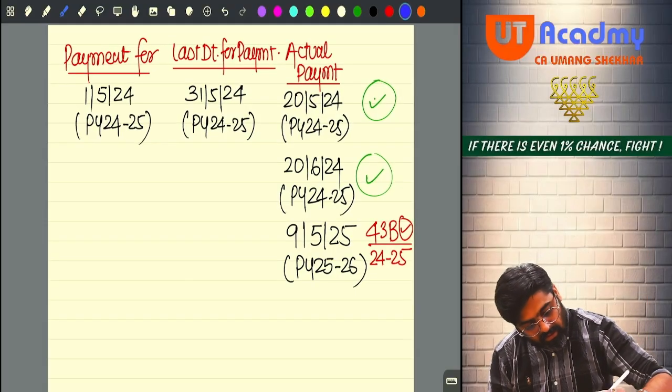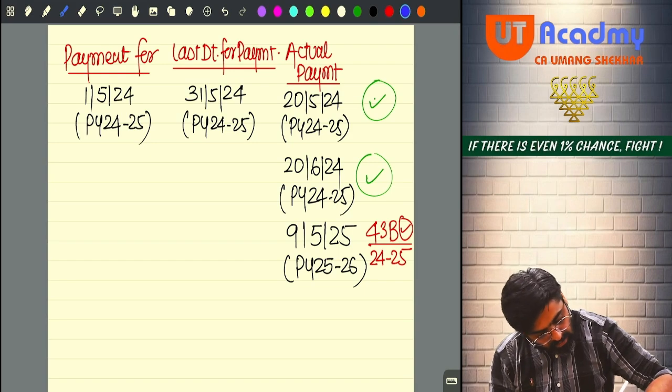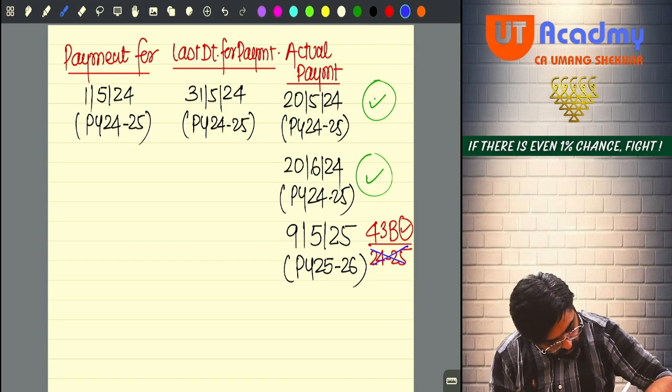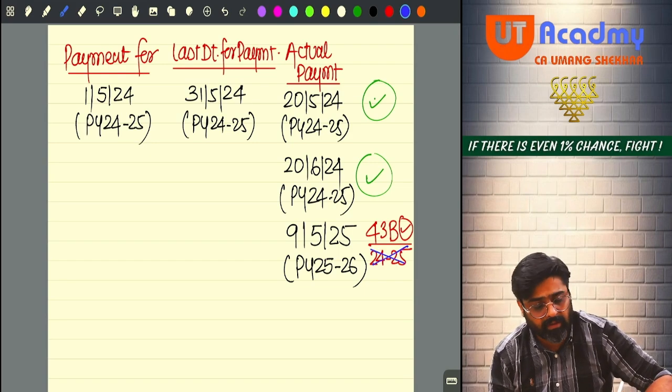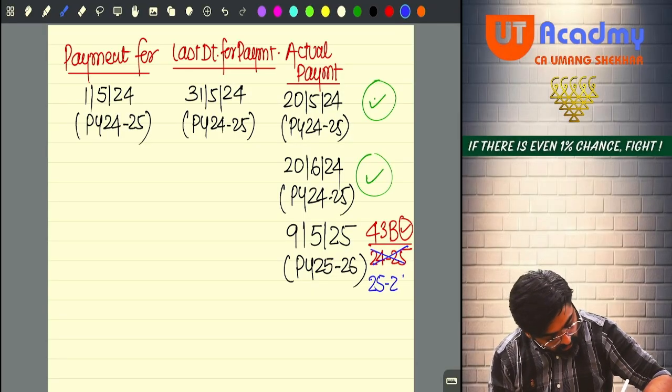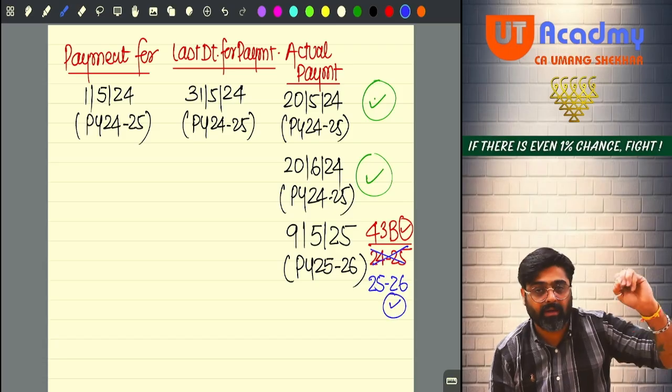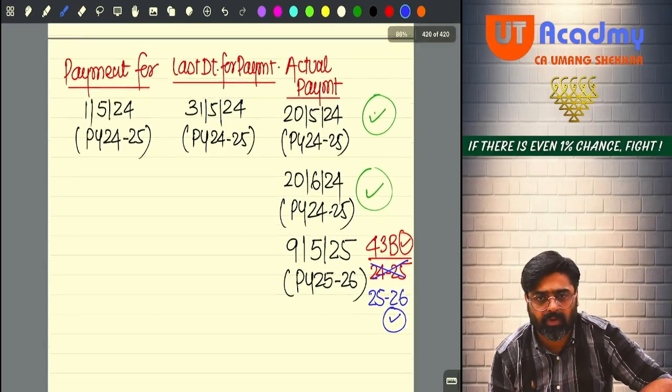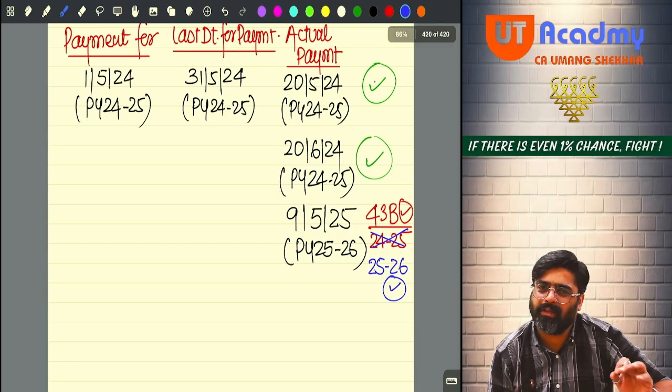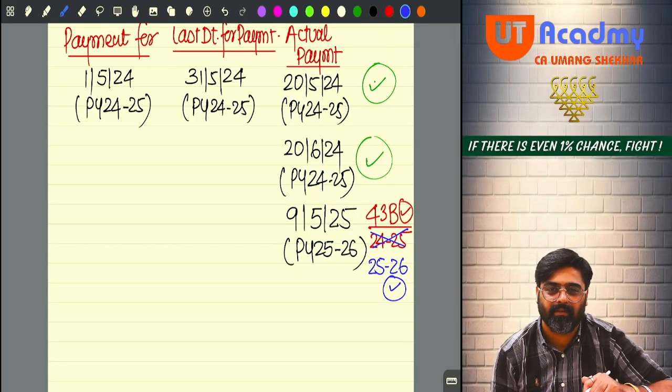So tell me, now 24-25, the payment will not be allowed. 43B says that it will be disallowed in 24-25 and it will be allowed in the next year, 25-26. In that year it will be allowed. Everyone understood this much? See, this becomes a little bit easy.